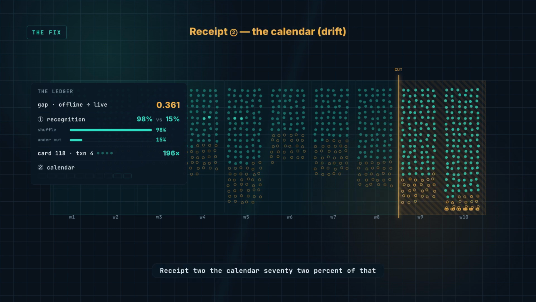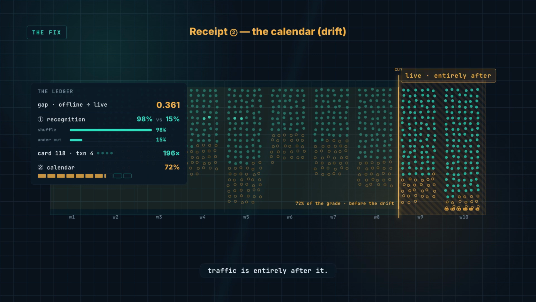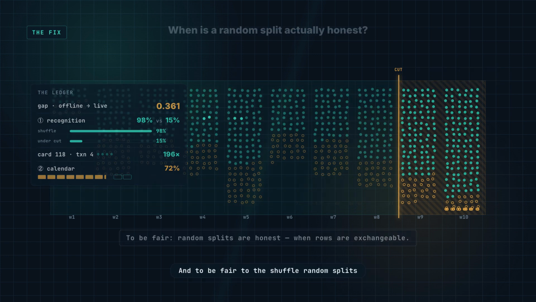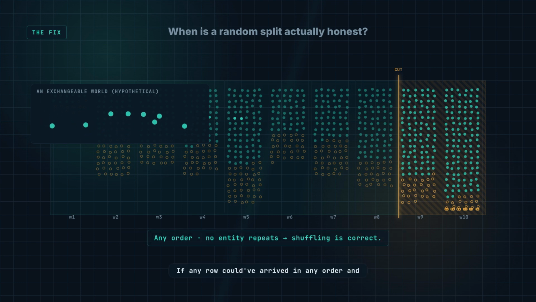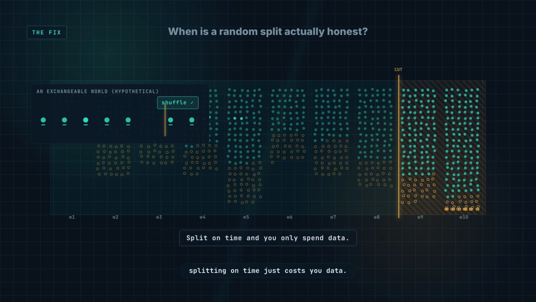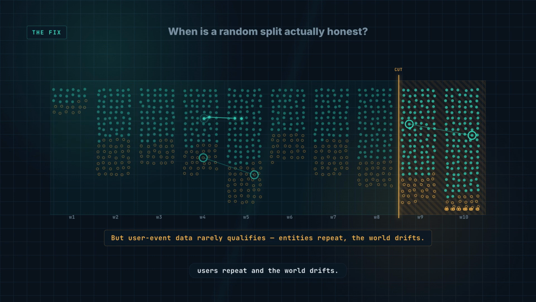Receipt 2, the calendar. 72% of that shuffled grade came from before the drift, while live traffic is entirely after it. And to be fair to the shuffle, random splits are correct when your rows are exchangeable. If any row could have arrived in any order and no entity repeats, shuffling is right. And splitting on time just costs you data. User event data almost never meets that bar because users repeat and the world drifts.